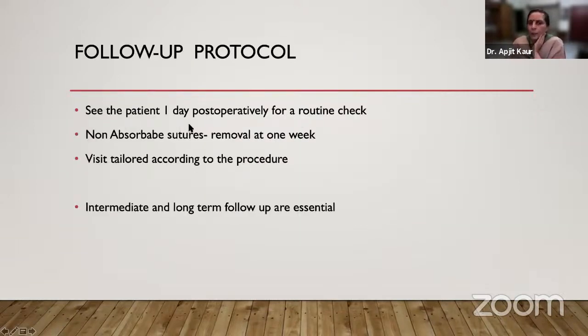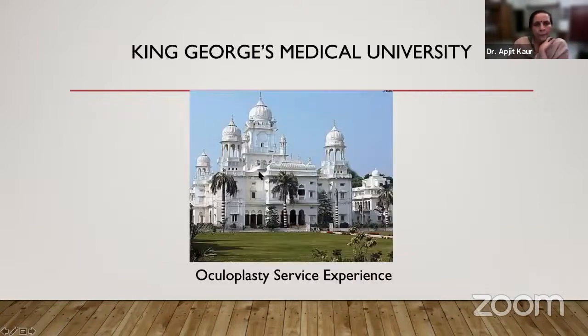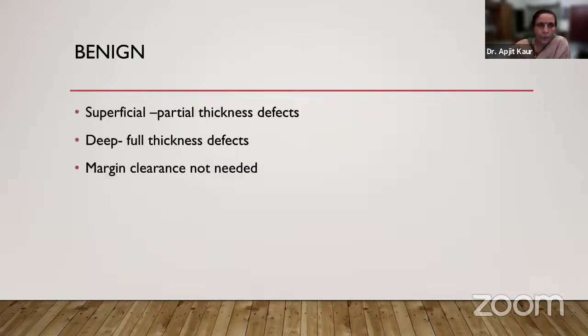Follow-up protocol is that you see the patient on day 1, then call for removal of sutures after 1 week. And if you have other options, like you have other grafts, you may call them later. So I will now run through some illustrative cases because most of the postgraduates would want to know what is done for which case. For benign superficial lesions, partial thickness defects occur. Deep fullness, they are usually not there. Margin clearance is not needed.